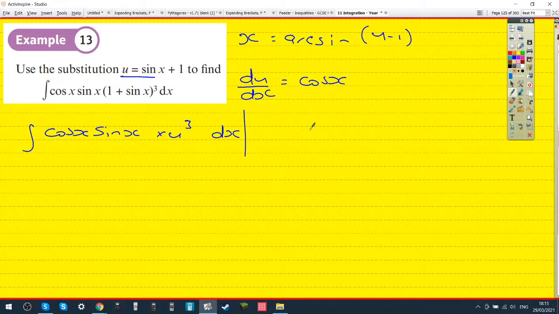Do we need to do like dx equals? Yeah. And so will that just be dx is equal to du over cos x? Yeah, and I'll write it as 1 over cos x times du. And go on. What is next? Do we add that to the end? So we've got cos x sine x times u cubed times 1 over cos x. Yeah. Let's see. We stick it on the end. Okay, what's next?